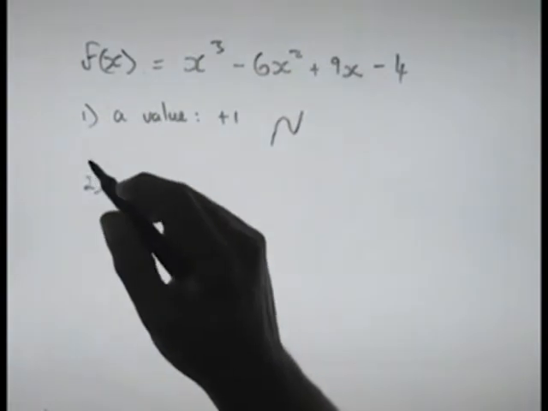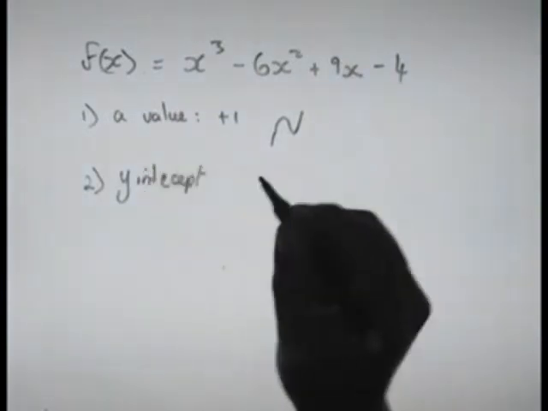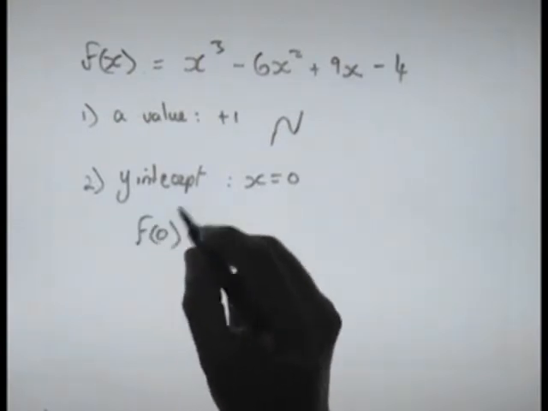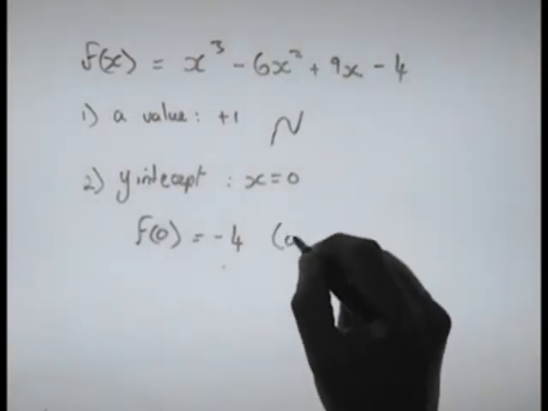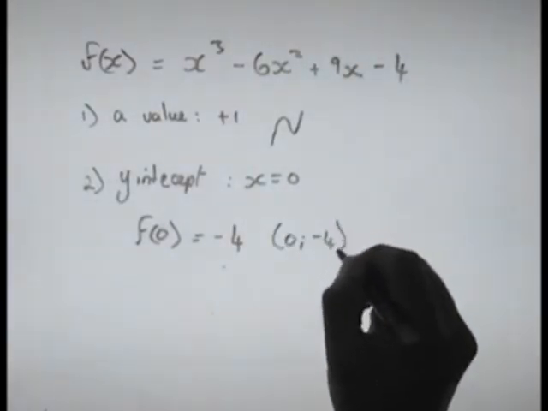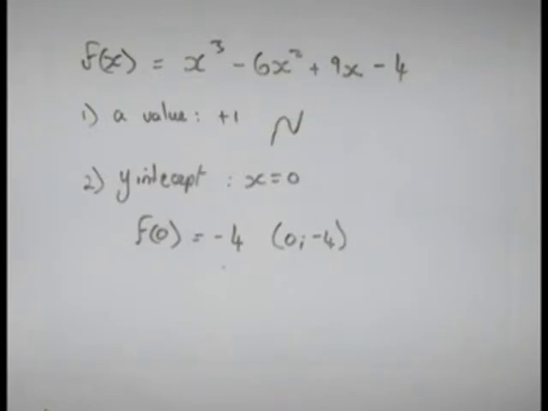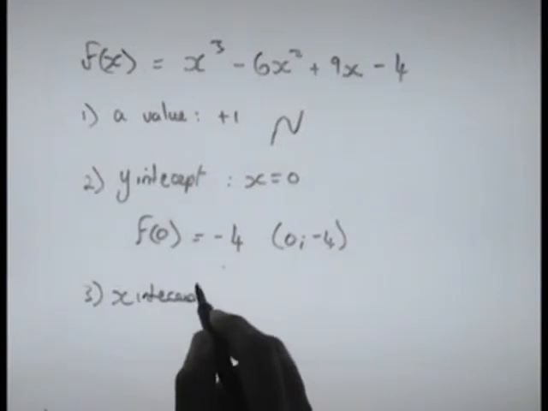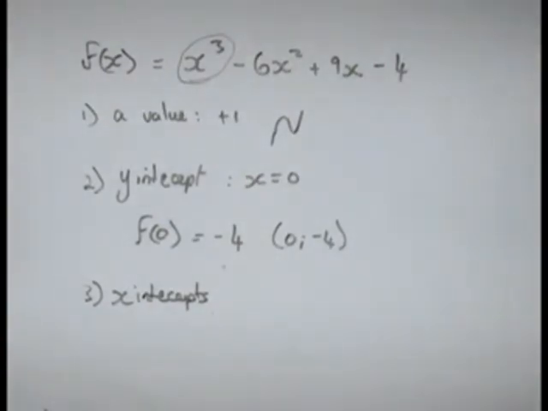The second thing I'm going to do is look for my y-intercept. The y-intercept happens when x is equal to 0. That means we are looking for f of 0, which will equal negative 4. So my y-intercept happens at (0, -4). The third thing we are going to be looking at is our x-intercepts. Now, because there is an x cubed, it means that there are probably going to be 3 different x-intercepts.